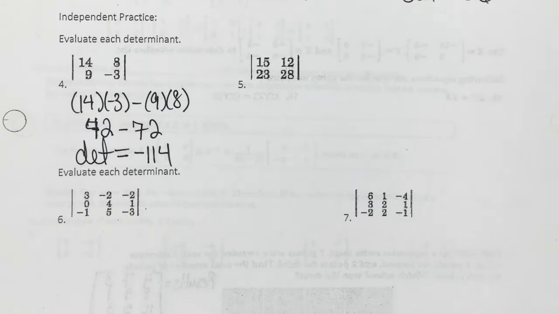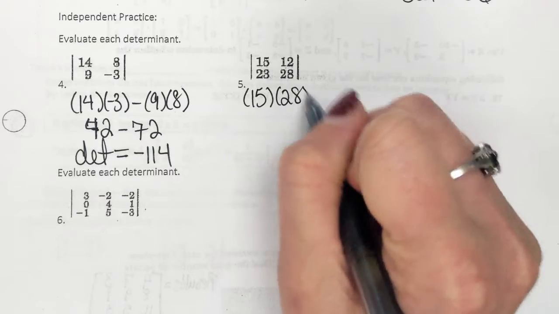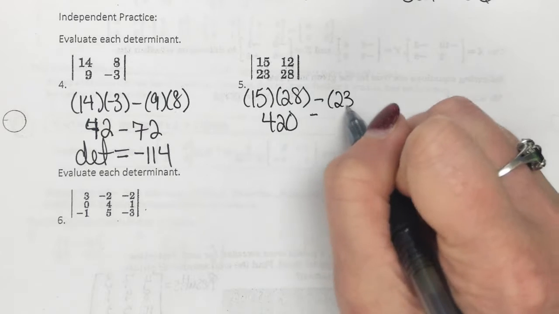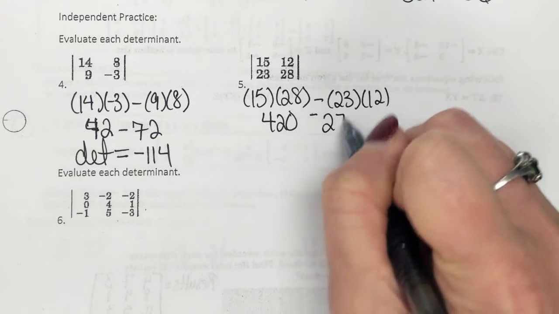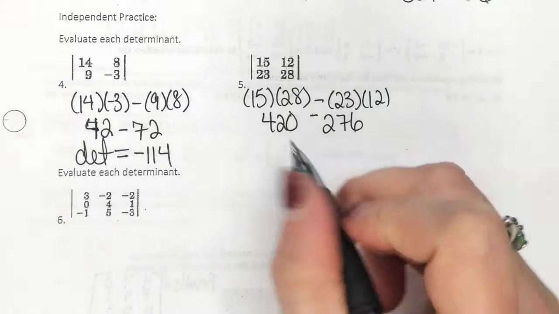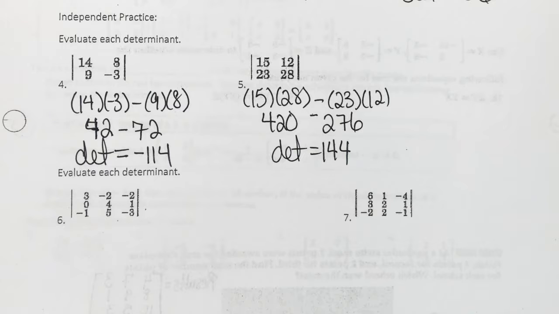Right, y'all get negative 114 on the first one? Sweet. And 144 on the next one? Anybody having issues? All right, here we go.